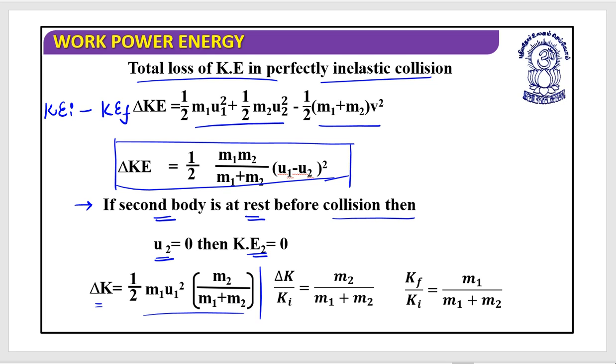If I take the fraction, delta K by K initial, it would be m2 divided by m1 plus m2. And if I take the ratio of the final energy to the initial energy, then it would be m1 upon m1 plus m2. So this can be derived, and this can be remembered as well. It depends on you. If you wish not to remember this, then you must be ready with your derivation part.